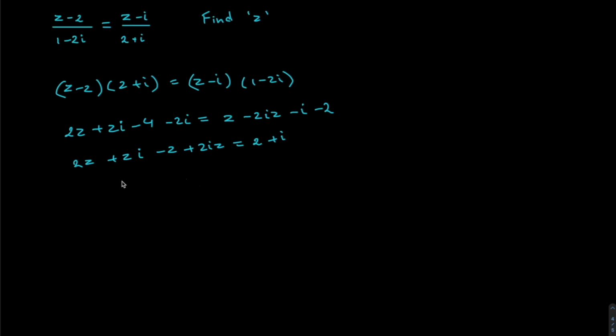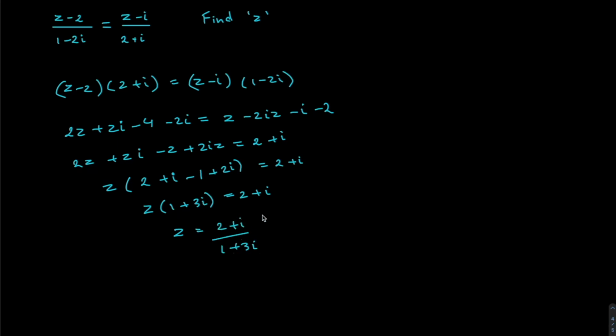So now I'll simplify this. So 2z minus z is z, and then, well, let me just factor out the entire z, so then we can do the other simplifications. So we'll have z times 2 plus i minus 1 plus 2i is equal to 2 plus i. So z will be, this part will be z times 1 plus 3i. Okay, we'll have 2 plus i, so it will be 2 plus i upon 1 plus 3i.